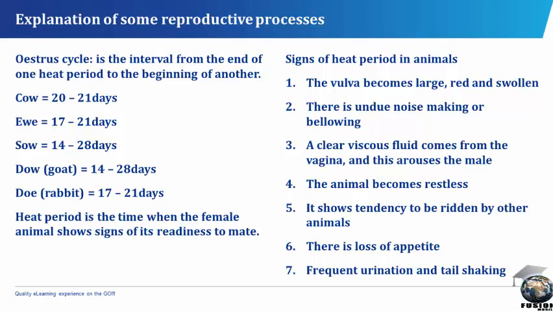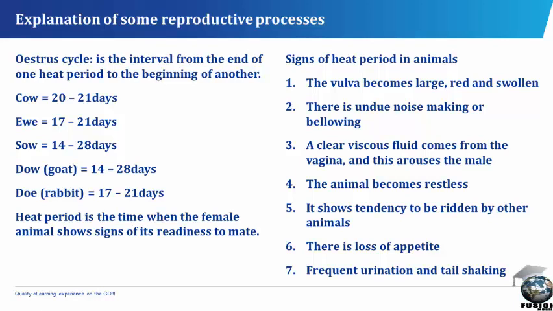Now, what are the signs of heat in animals? Before mating occurs, the female animal must be on heat. If the female animal is not on heat, if the female animal is not ready to accept the male animal, mating cannot occur. Now, how do we know when the female animal is on heat? There are certain signs that show that the female animal is on heat.